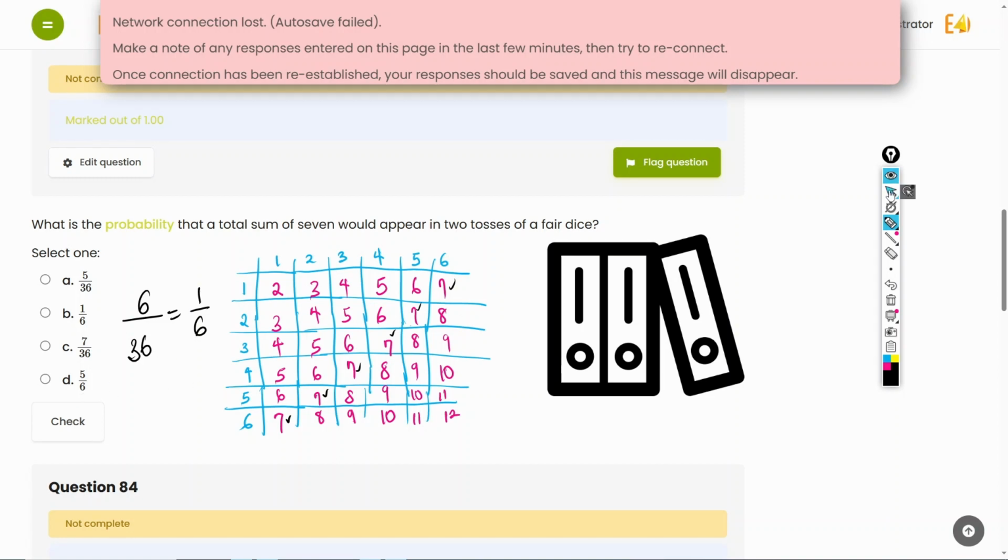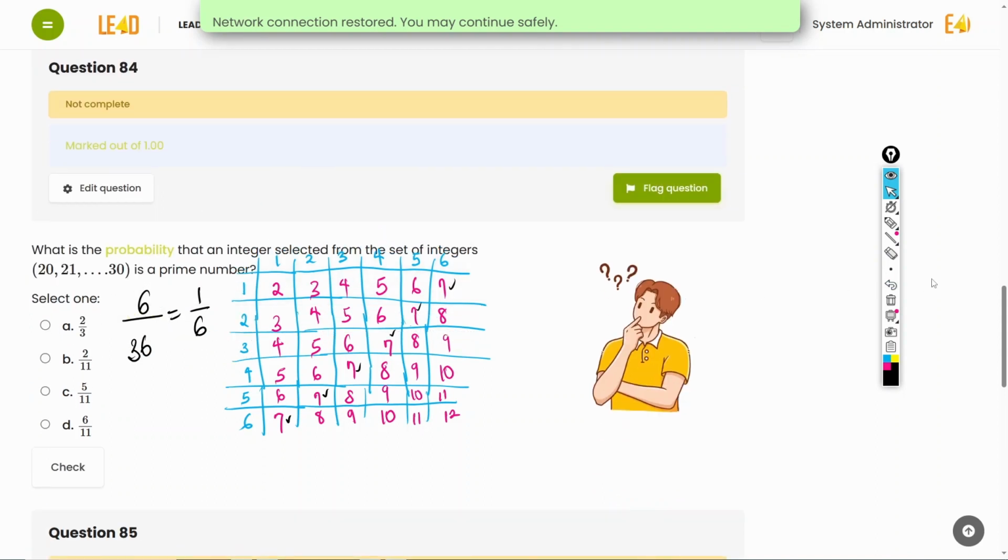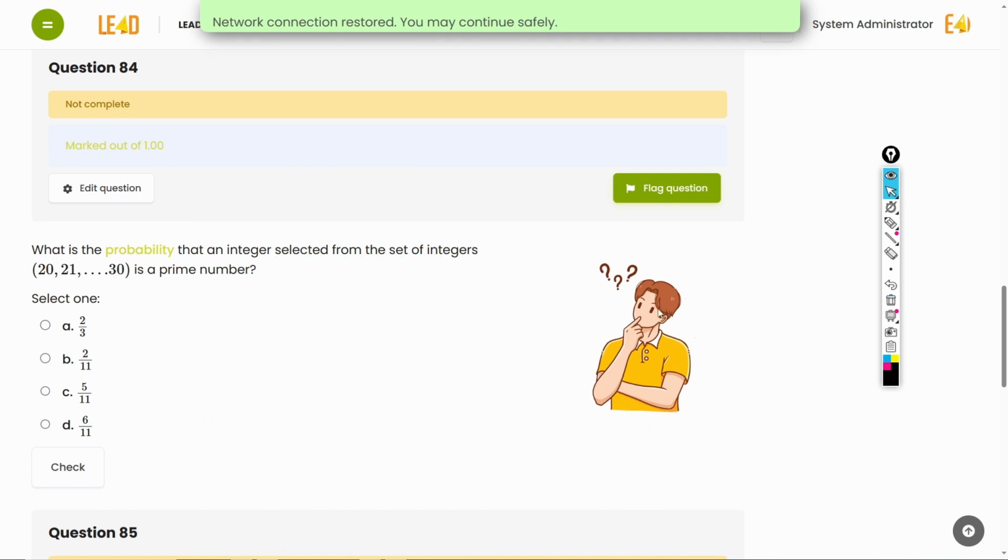All right, for question 84, we have: what's the probability that an integer selected from the set of integers between 20 and 30 is a prime number? Okay, so I'll just list them out. We have 20, 21, 22, 23, 24, 25, 26, 27, 28, 29, and 30.